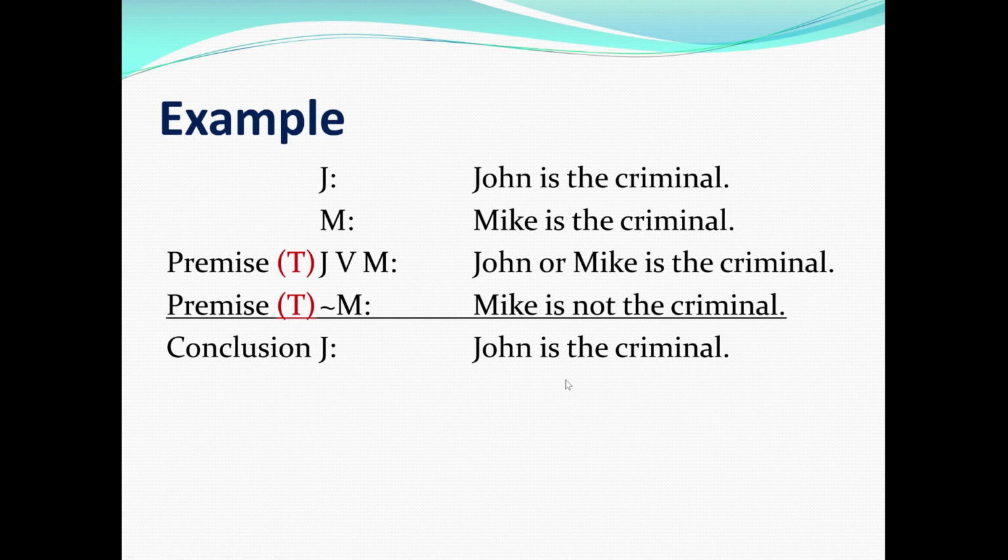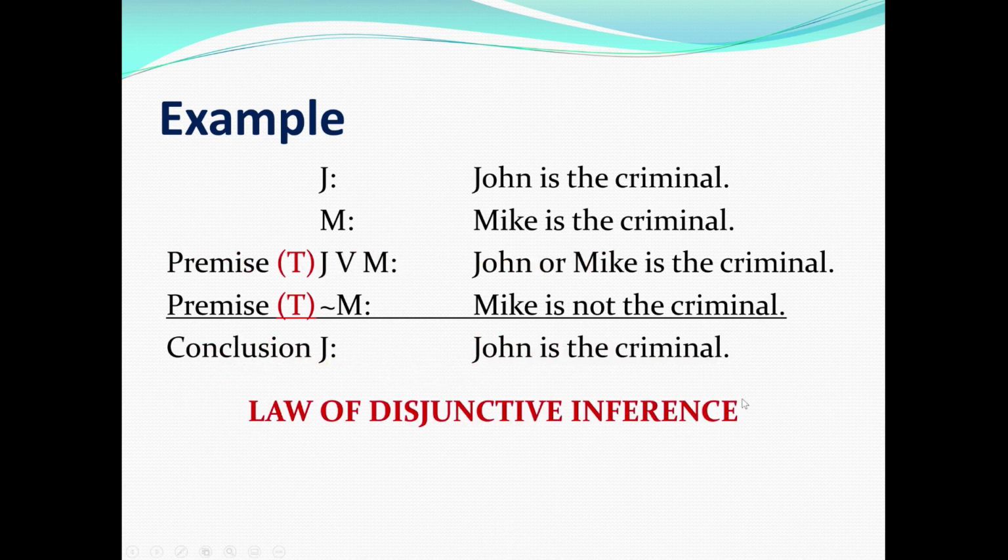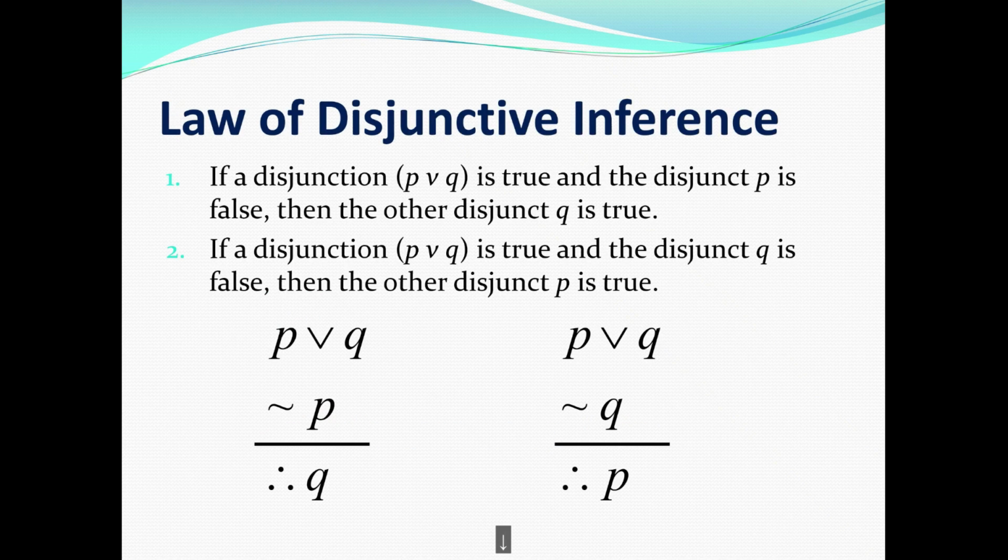Obviously, if we had investigated this and noticed that John is not the criminal, then the conclusion would have been M. Now, the reason I'm bringing this up is because this is actually a law of logic, called the law of disjunctive inference. So let me introduce you to the definition. The law of disjunctive inference states the following. Number one, if a disjunction P or Q is true and the disjunct P is false, then the other disjunct Q is true.